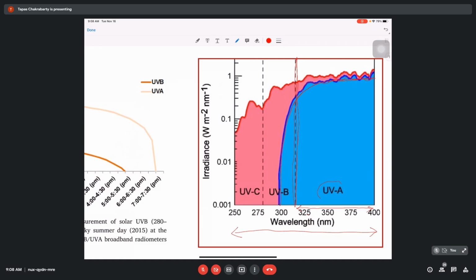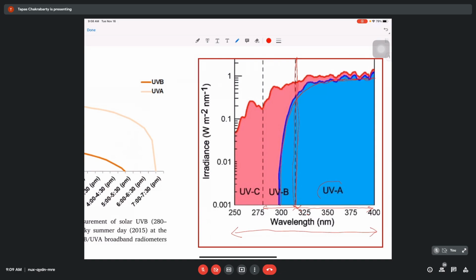And 320 to nearly 275 nanometer is usually called UVB light. Below 275 nanometer, it is called UVC. Now, this classification of UVA, UVB, and UVC is purely based on the chemical effect of the light.